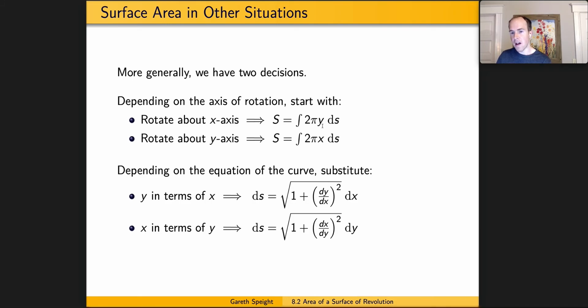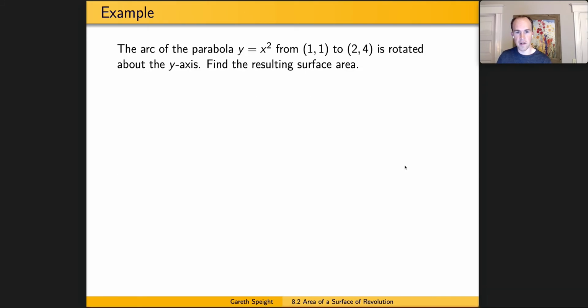So if there is a y here and you are supposed to be working in terms of x, you are going to want to replace that by whatever it is in terms of x. If there is an x there and you're working in terms of y, you will have to replace the x by whatever it is in terms of y, using the equation of the curve you have. Okay, so let's see an example, and then we'll do some more examples in class.